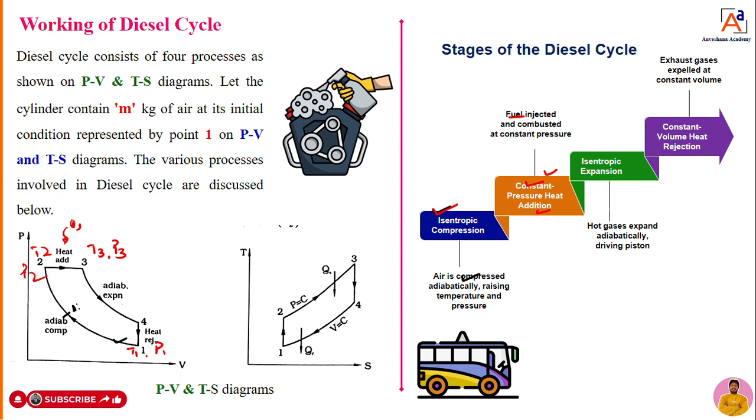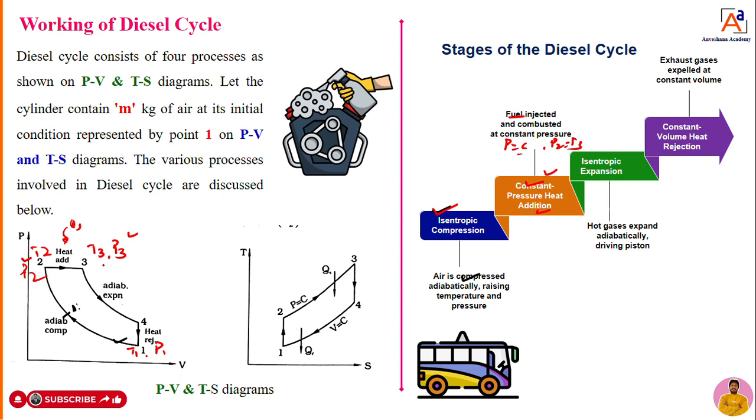But in a petrol engine or Otto cycle, with the help of a spark plug, we are giving heat addition. But here, with the help of injecting a small quantity of diesel, we are adding the heat. That too at constant pressure. Pressure remains constant. Hence, P2 is equal to P3. That is heat addition.